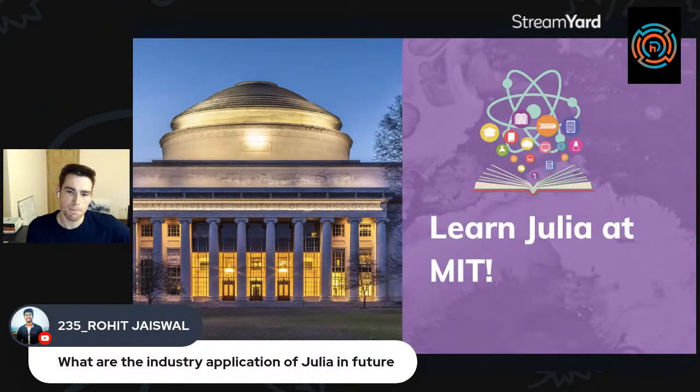So Rohit is asking, what are the industry applications of Julia in the future? This is a great question. I think some of the industry applications we were just talking about, climate modeling, healthcare. There are a lot of different fields where Julia really shines. Basically anything that is a computationally intensive problem. If it's a difficult problem and there's a need for fast tools that will help solve the problem, Julia is the tool that I think will be the right thing.